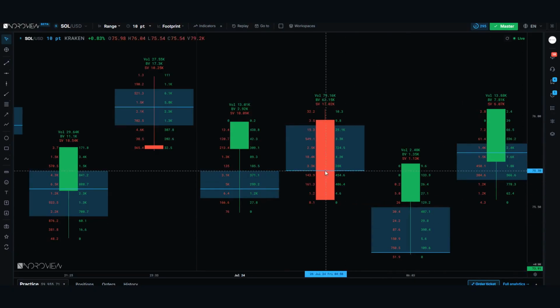Now, the single most important level on any footprint, the point of control, or POC. It is simply the price row with the most volume traded inside that candle. Noroview draws it for you as this bright line running across the candle. Think of the POC as the fairest price of that candle, the level where buyers and sellers most agreed to do business. And that matters because markets get drawn back to where business actually got done.